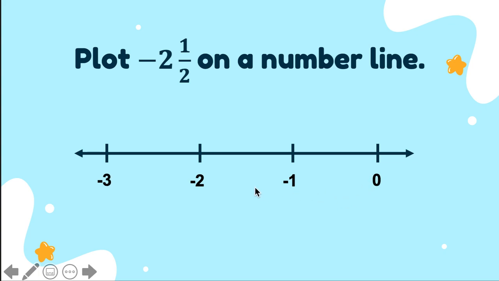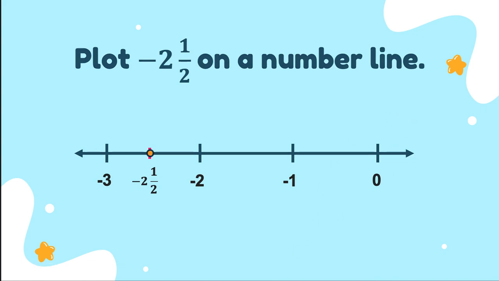And on the left are all the negative integers or negative numbers. So again, -2 and 1/2 lies between the integer -2 and -3. And when we say 1/2, that is just half of a whole. So we'll just divide this part into 2, and then the middle part will be the -2 and 1/2. So that's it. That is how we're going to plot -2 and 1/2 on a number line.